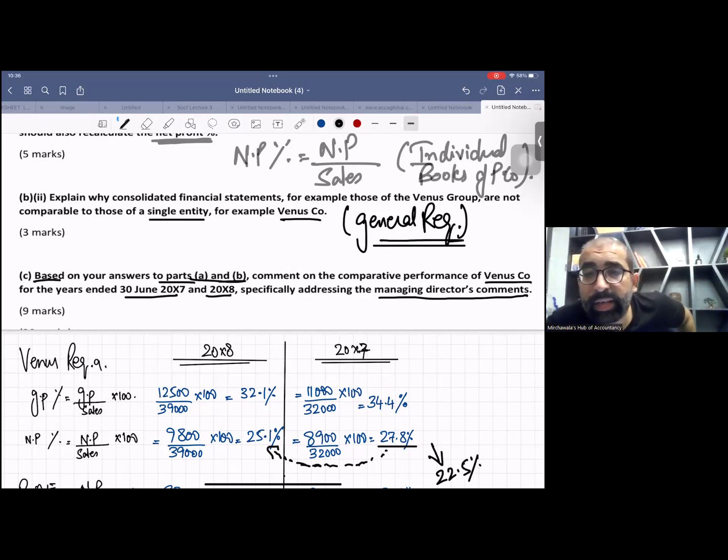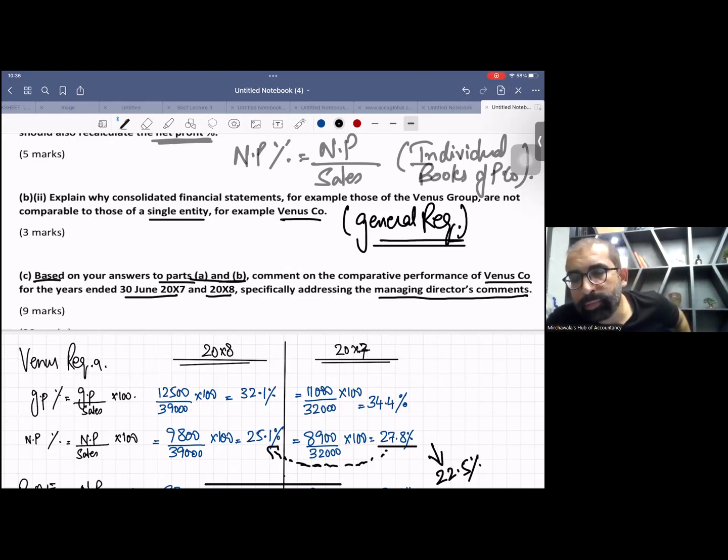Remember, the managing director was saying two things. Number one, why the benefit of discounts, I can't see the benefits of discount in the consolidated books. So we said in the consolidated books, we cancel intercompany transactions. How can you see? And number two, the managing director was criticizing the subsidiary company.